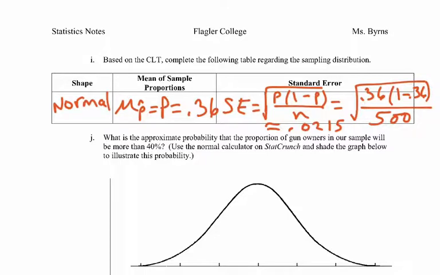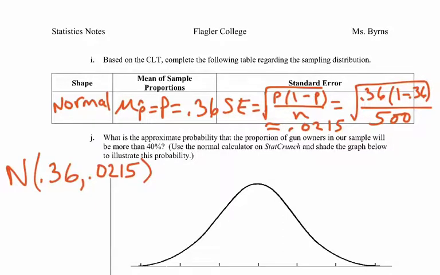Okay, so then it says, what is the approximate probability? Here's the question. Let's summarize what we know so far. We have a sampling distribution that's going to follow a normal model. Let me write that N a little bit nicer. I'm going to use capital N for normal model. The mean is going to be 0.36, and the standard deviation is going to be the standard error, 0.0215. If you remember back to chapter 6, at the end of 6.2, we talked about how to use StatCrunch to calculate probabilities for a normal distribution.